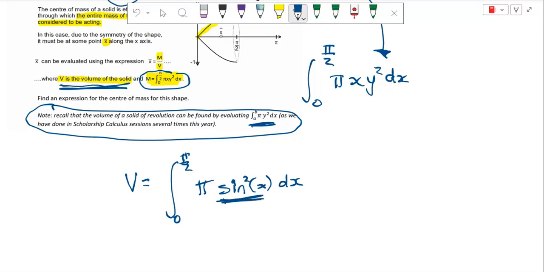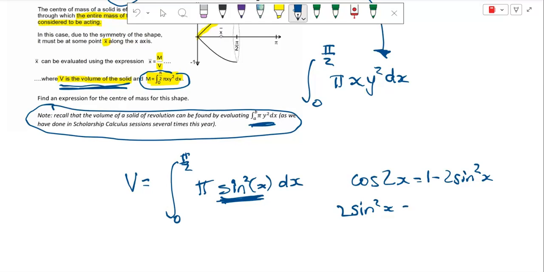So what we need to do is to replace this with one of our trig identities, and the most useful one that we've seen all year is cos of 2x. So if we take cos of 2x is equal to 1 minus 2 sine squared of x, we can rearrange that and we get sine squared of x.